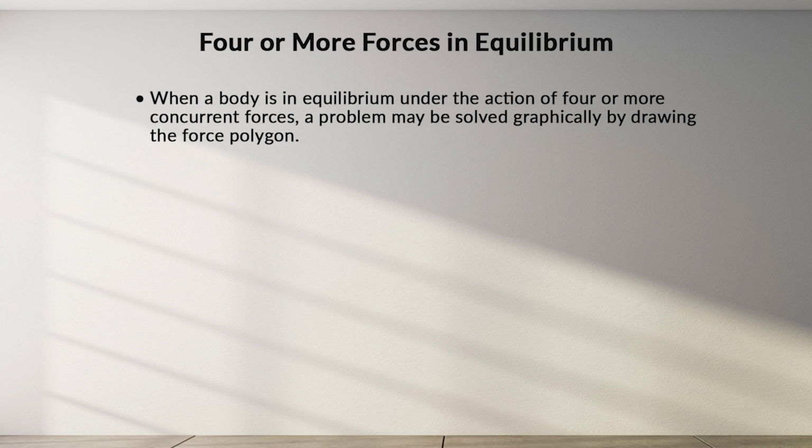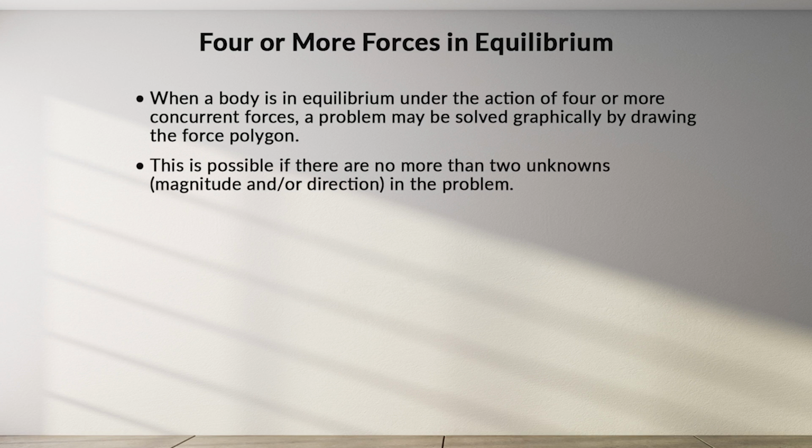When a body is in equilibrium under the action of 4 or more concurrent forces, a problem may be solved graphically by drawing the force polygon if there are no more than 2 unknowns, magnitude and/or direction, in your problem.